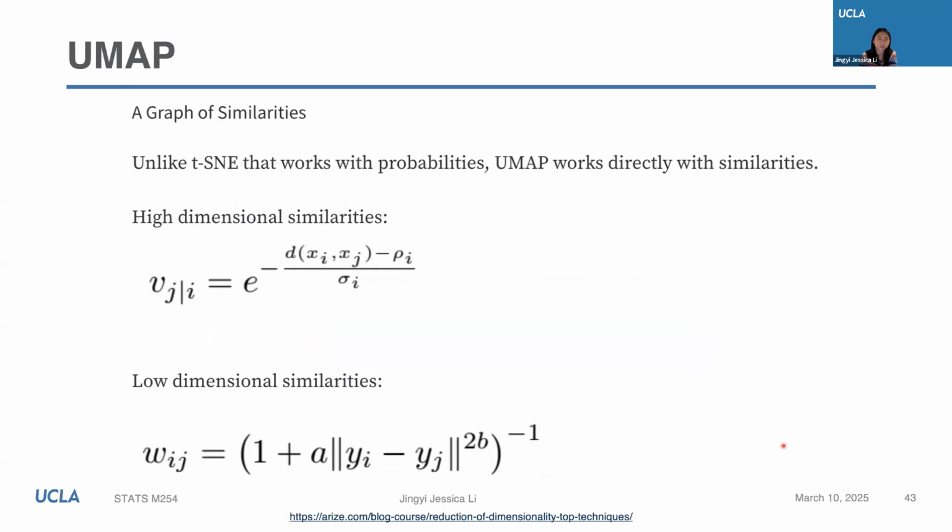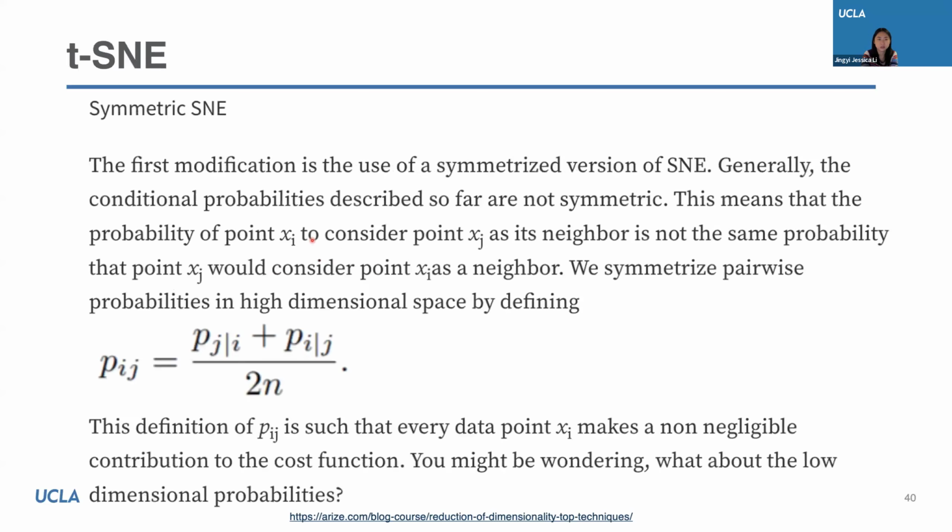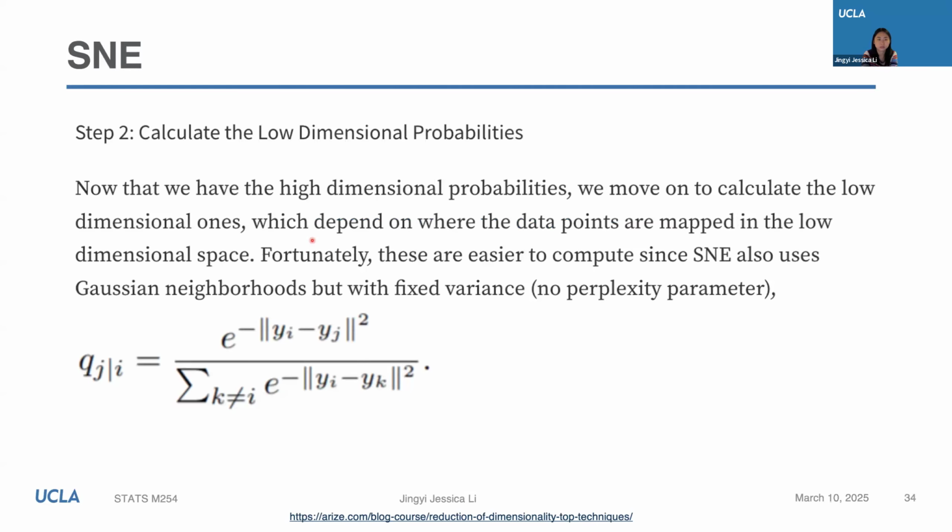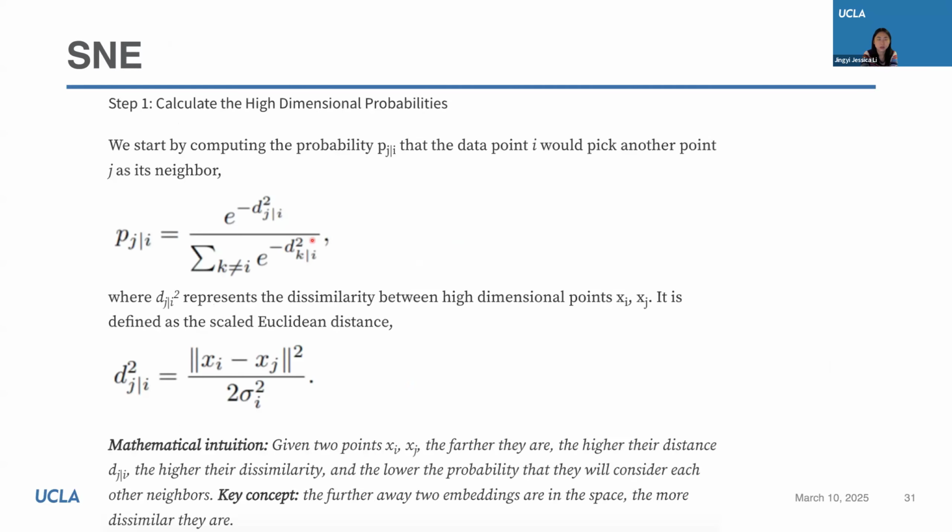Finally, UMAP, a graph of similarities. Unlike t-SNE that works with probabilities, UMAP works directly with similarities. So it defines this high-dimensional similarity. There's one thing that you need to pay attention to. Unlike what we have in SNE, just go back a few slides here, you have the exponential negative distance squared as the similarity.